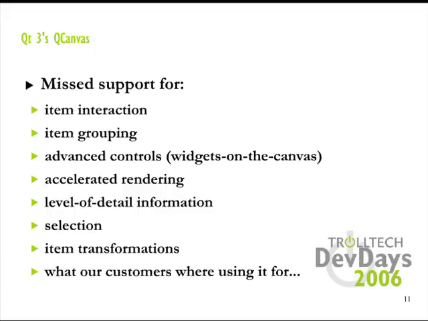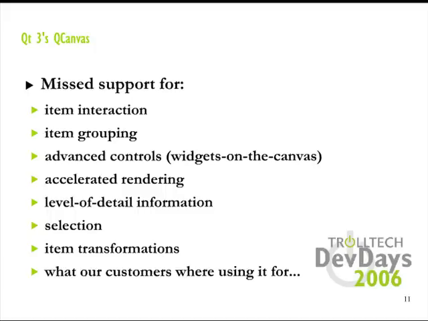And accelerated rendering. If you used QCanvas to show pix maps and you zoomed in and out, you probably experienced that this wasn't really fast. So accelerated rendering, being able to actually say that this canvas should render using OpenGL and use full hardware acceleration all the way is something that we just couldn't do.